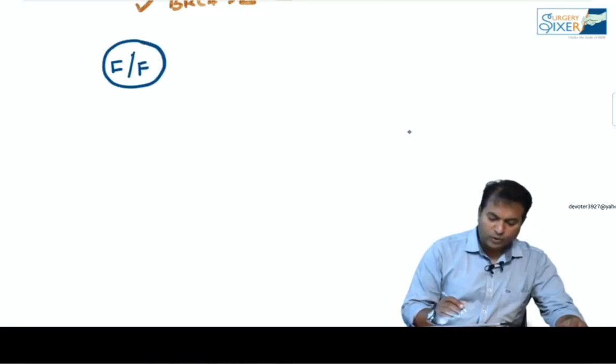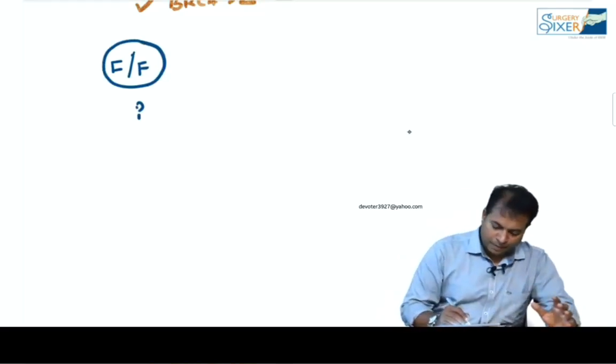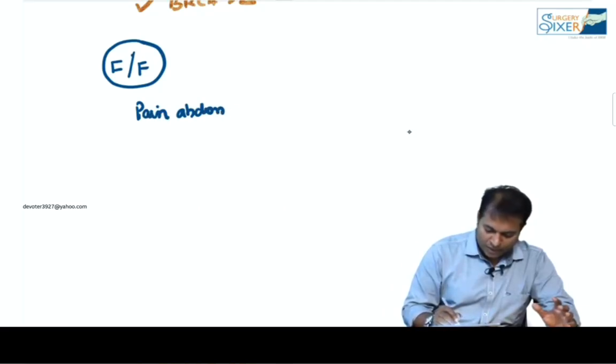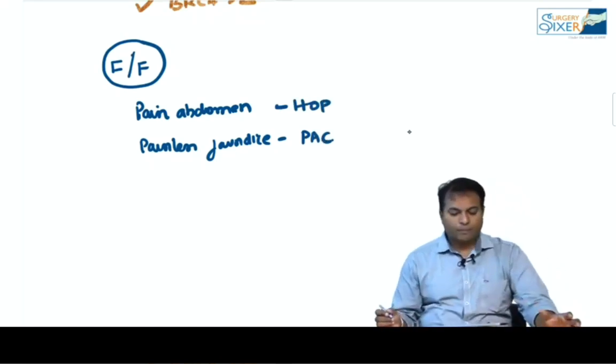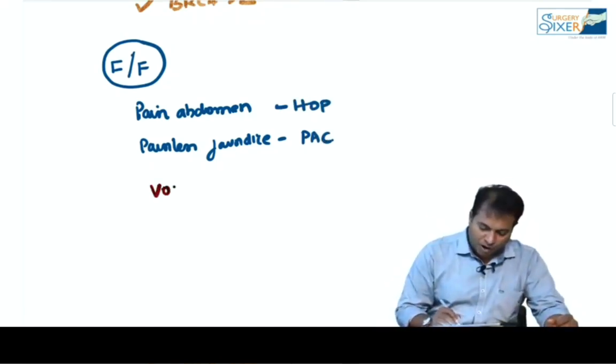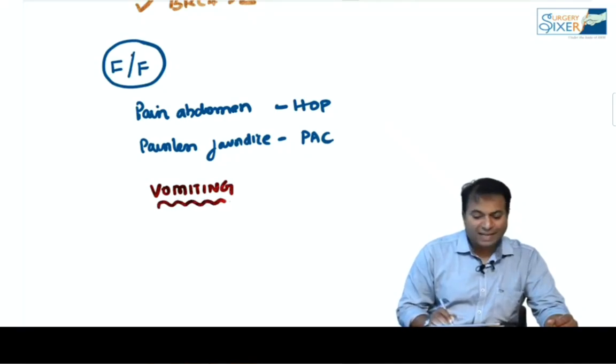In clinical features, I told you pain abdomen is the most common feature of head of pancreas tumor. Painless intermittent jaundice is a feature of periampullary cancer. So head of pancreas cancer will have pain abdomen, painless jaundice is periampullary cancer. And please remember vomiting. This question is asked 2 times in JIPMER. Vomiting in pancreatic cancer, what is the reason?